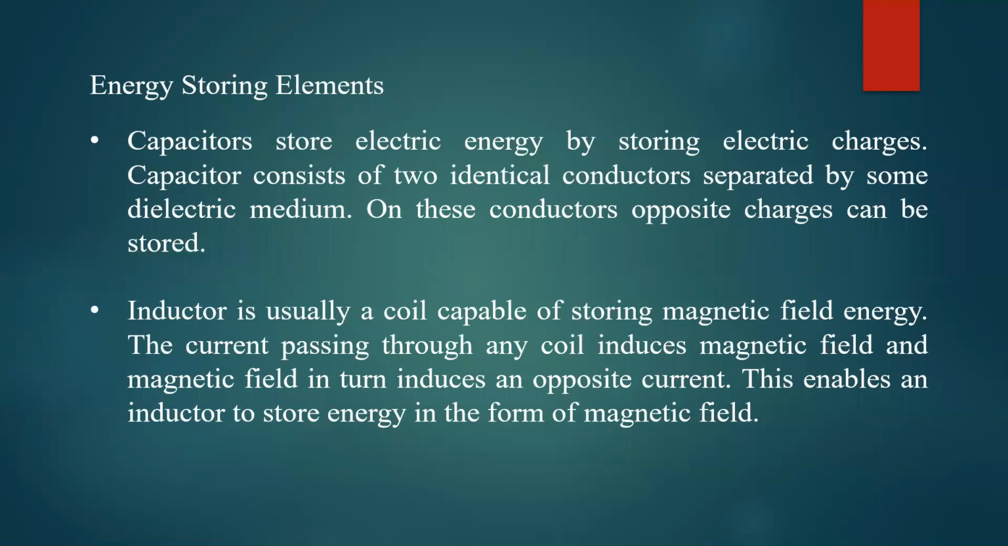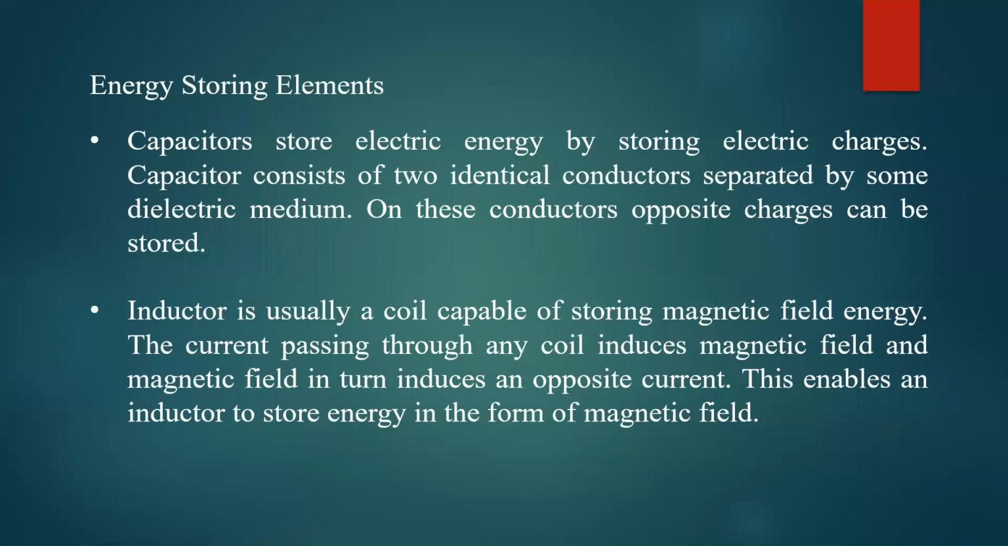Okay. And it will produce the opposite current because of that stored magnetic field. So 2 points you have to remember. Capacitor stores the electric charges. Because of that, it is a storehouse of electric energy. Inductor is capable of inducing an electromagnetic current. Because of that, it stores the magnetic energy. Okay, magnetic energy store ಮಾಡ್ತದೆ. Capacitor electrical energy store ಮಾಡ್ತದೆ.